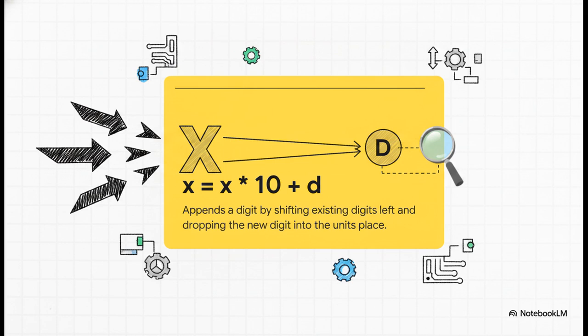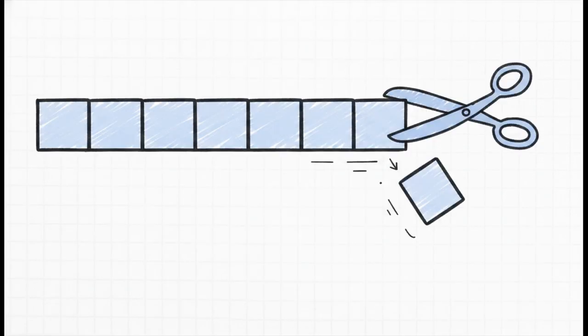By multiplying your current number x by 10, you're effectively shifting all of its existing digits one place to the left. Then, you simply add your new digit d, and it drops right into that newly opened units place. It's elegant, right? But wait, how do we actually get those digits, those d's, in the first place, without treating the whole number as a string? Well, we extract them manually.